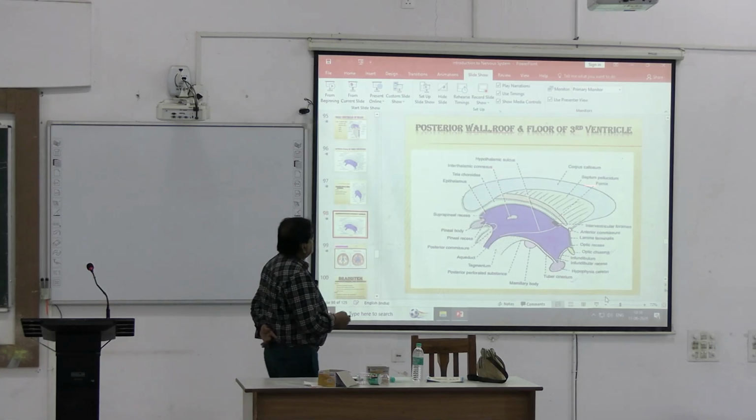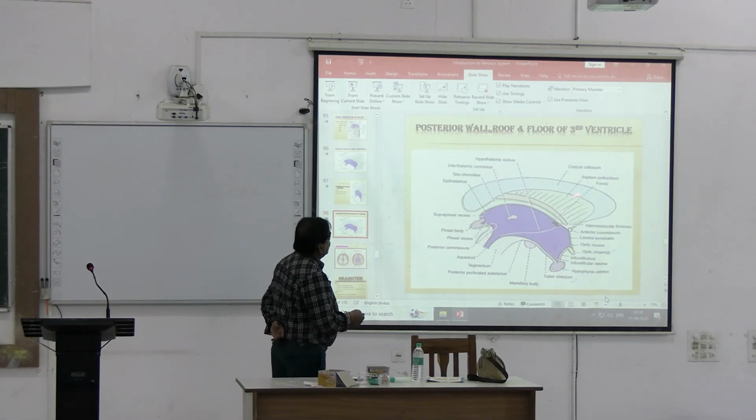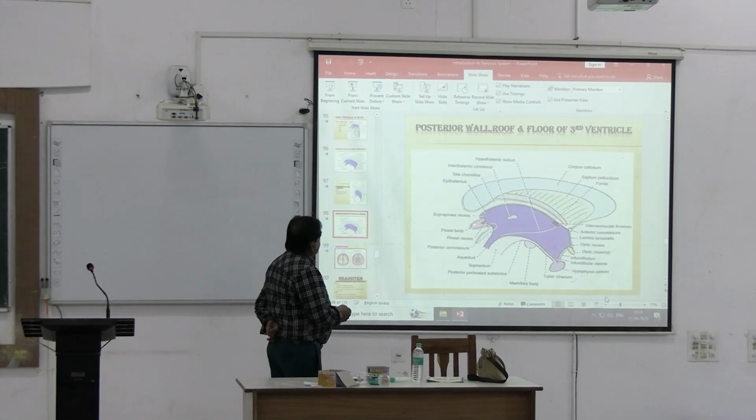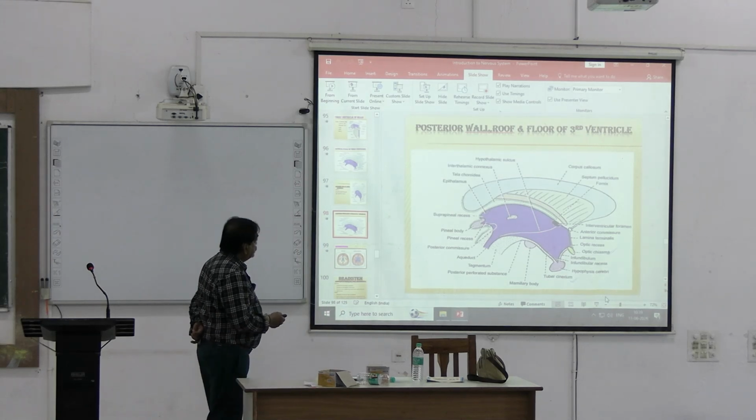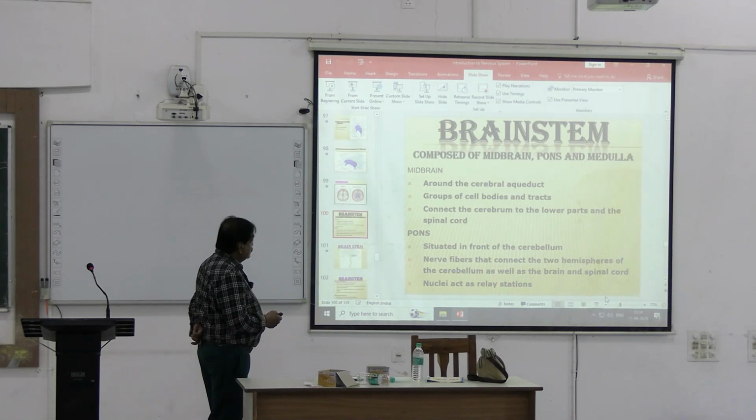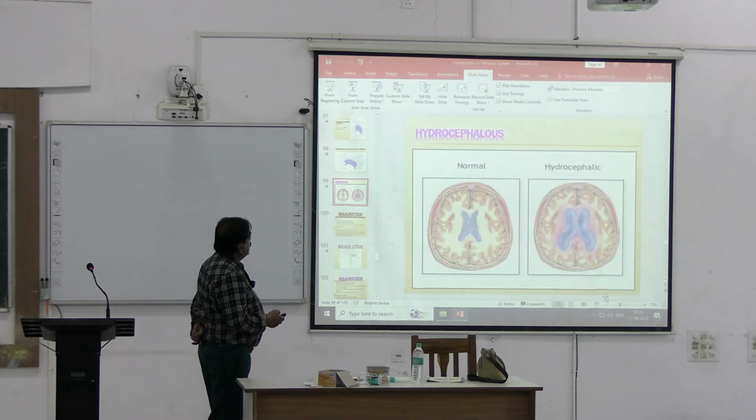This is the corpus callosum, septum pellucidum, interventricular foramen, the interthalamic connection, tela choroidea, epithalamus, suprapineal recess, pineal body. This is the aqueduct. This is the hypophysis cerebri. This is the mammillary body. Now normal. This is the hydrocephalic.